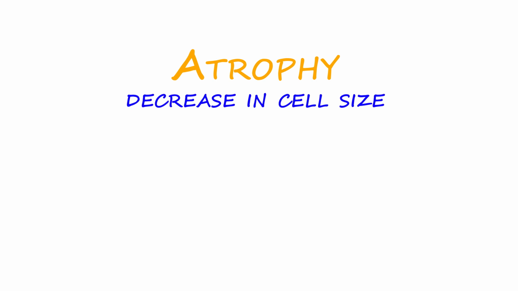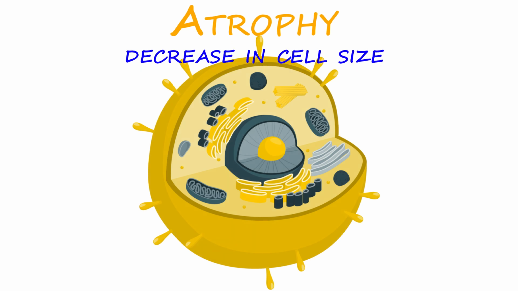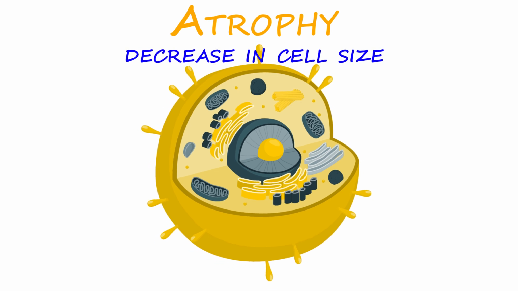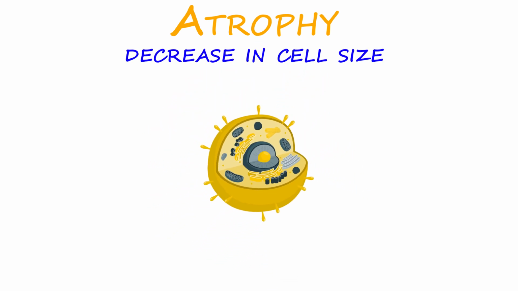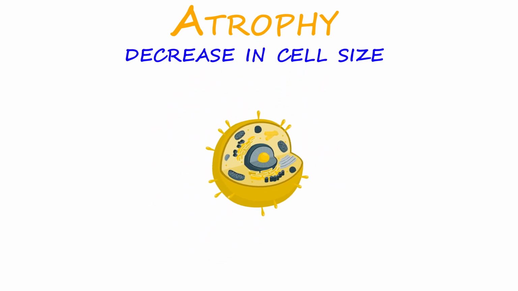Atrophy is a cellular adaptation characterized by a decrease in cell size, leading to shrinkage of an organ or tissue. In normal cellular conditions, cells maintain their size through balanced protein synthesis and degradation. During atrophy, cells reduce their structural components and become smaller, though they maintain their basic architecture.